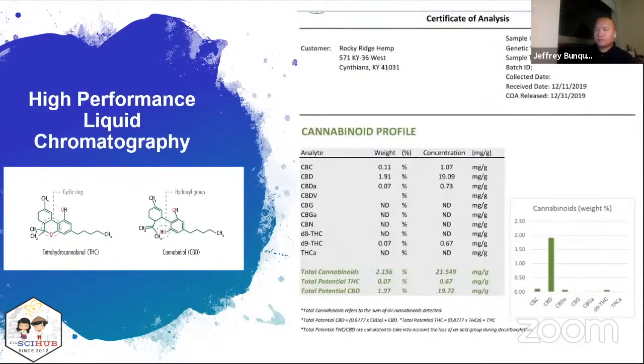Just another application is analysis of CBD, which is pretty popular these days. And here's an example of a CBD profile, where you want to measure the amount of CBD in your isolate. You want to make sure that your THC levels are either non-detect or within acceptable limits. And of course, we know that CBD is the cousin of THC, which is found in marijuana.